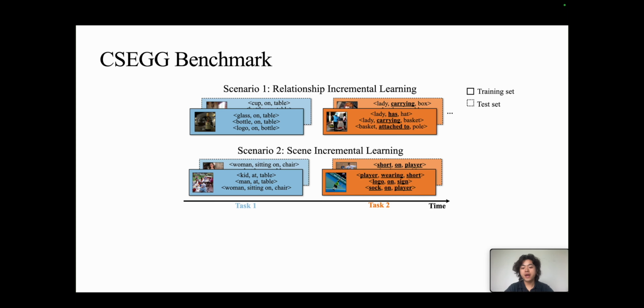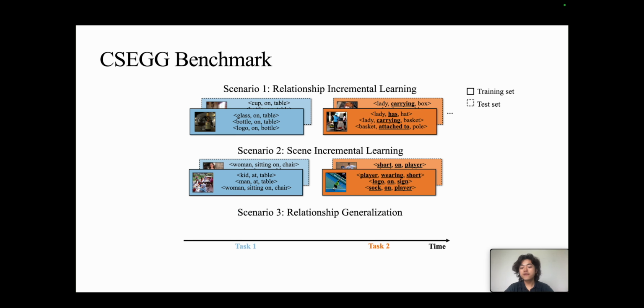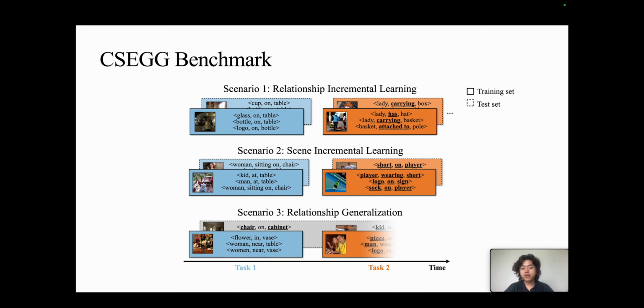Specifically, we introduced three learning scenarios. The first scenario is relationship incremental learning, where new relationship classes are added incrementally in 5 tasks. The second scenario is scene incremental learning. It is a harder task which simulates real-world demands for detecting new objects and relationships across new scenes. When we encounter unknown objects, we might still be able to recognize their relationships. Motivated by it, we introduce the third scenario, relationship generalization.